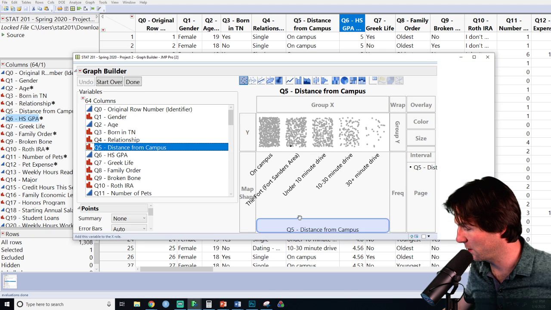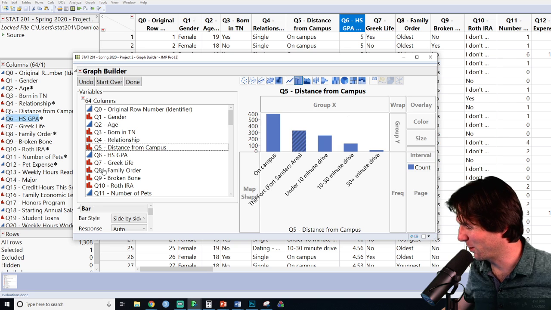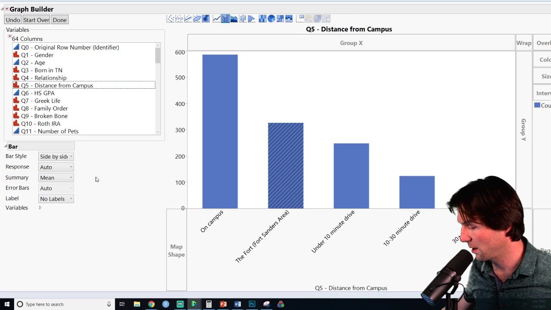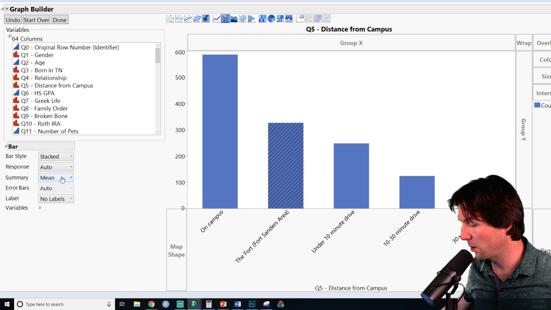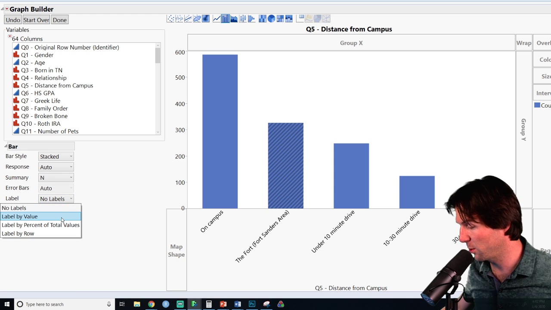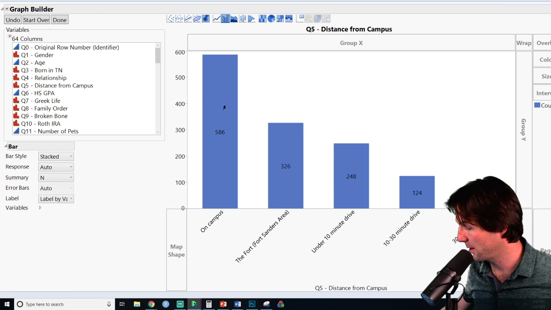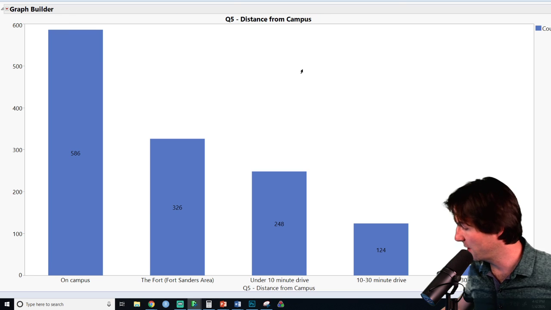Really, high school GPA, you want to do that? And then we'll go right here. And then this is what we're going to do. We're going to full screen. We're going to go here to stacked, and then we're going to go to N, and then we're going to go to labels, label by value. There we go. I might have done it really quickly.